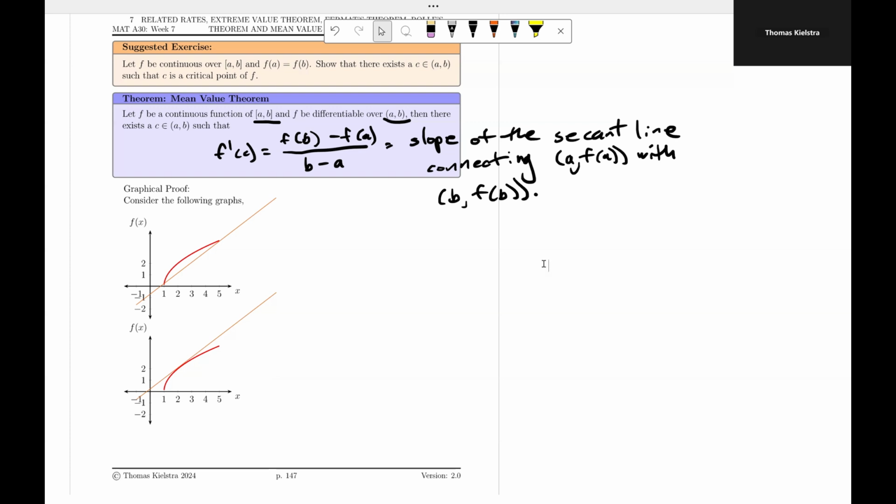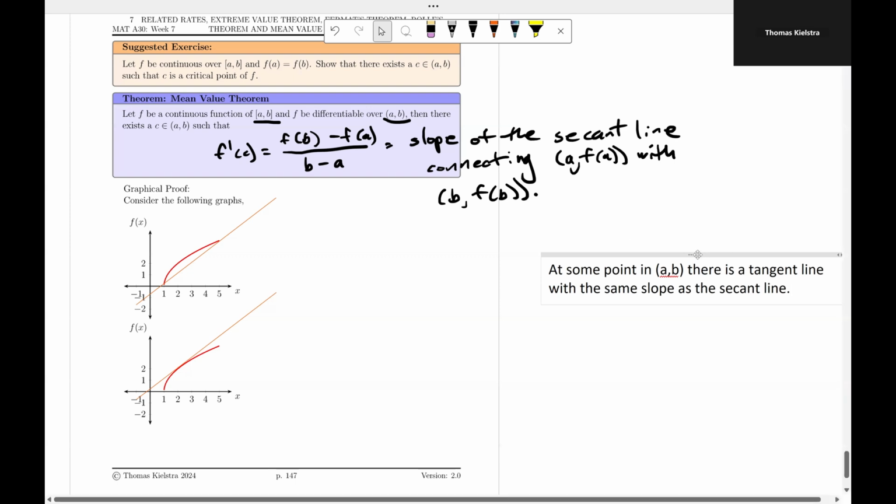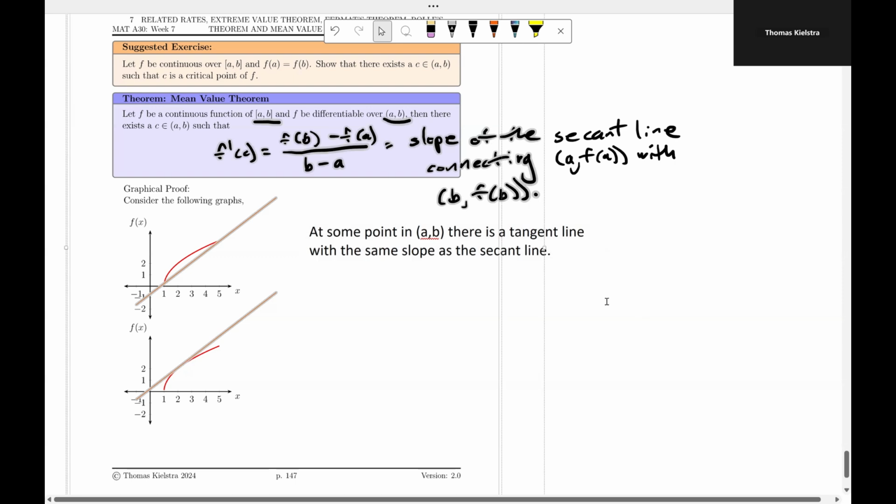At some point in AB, there is a tangent line with the same slope as the secant line. And that's the final conclusion. But how do we get there? Well, the argument is very similar to the argument with Rolle's theorem.